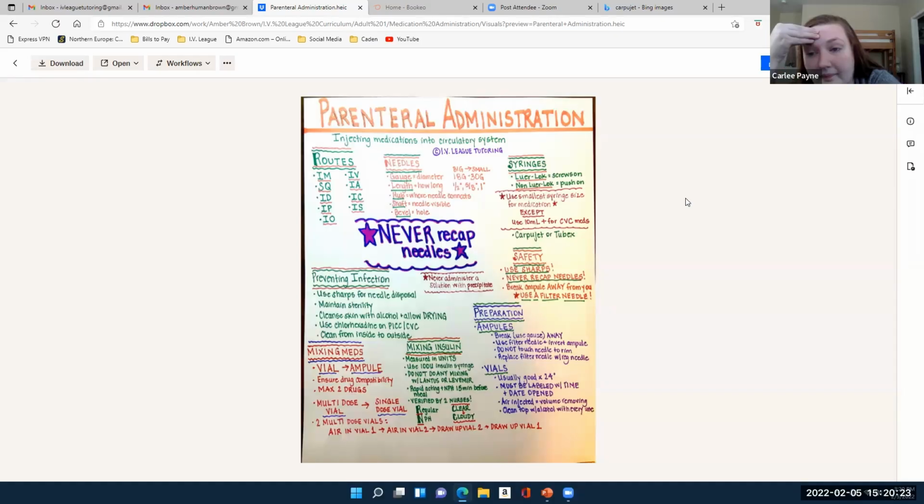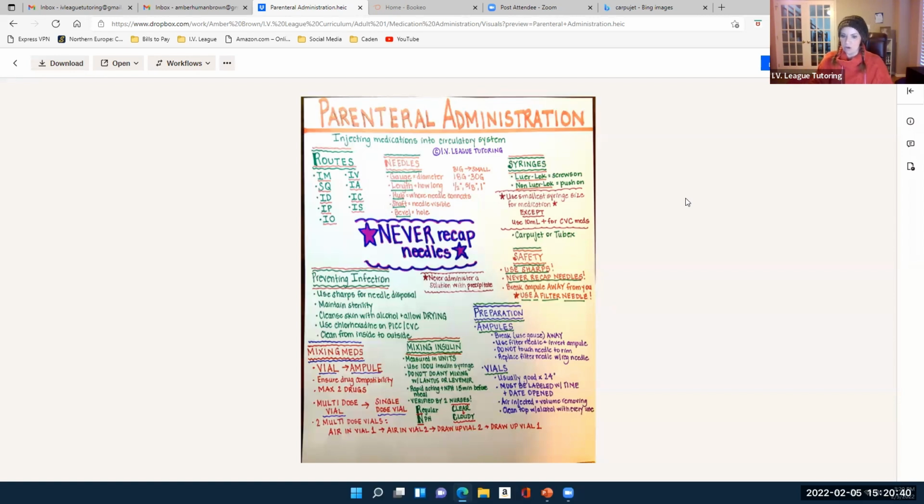All right. Preventing infection. Make sure you use the Sharps always and forever. Maintain sterility. This is vital. You clean the skin with alcohol from the inside to the outside, and you have to allow it to dry. It does not work if it's wet.